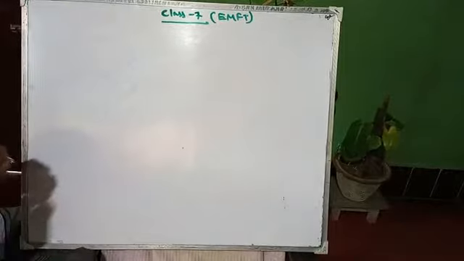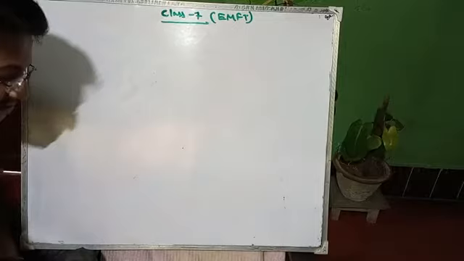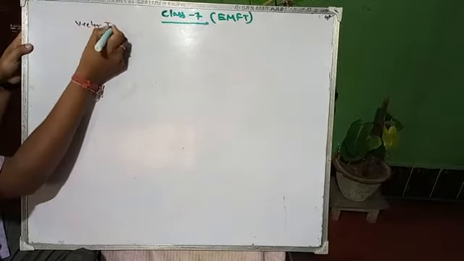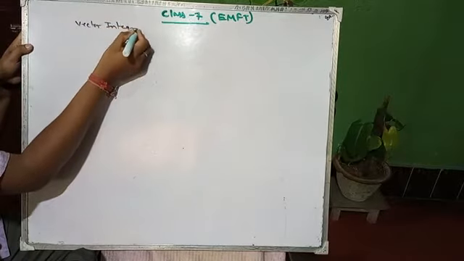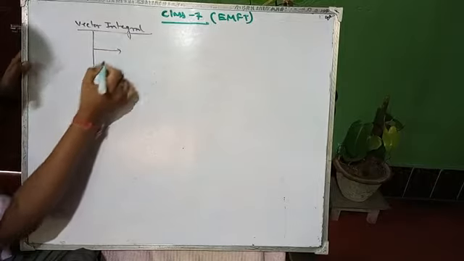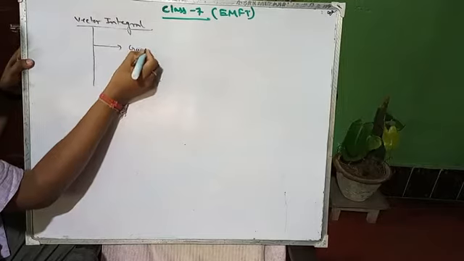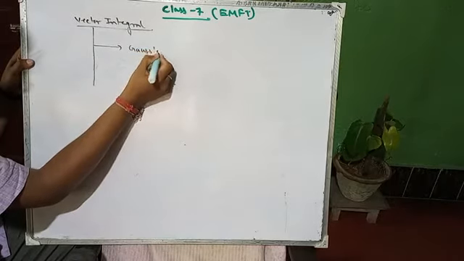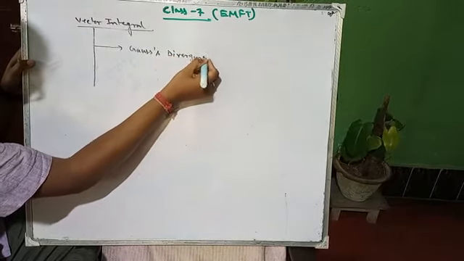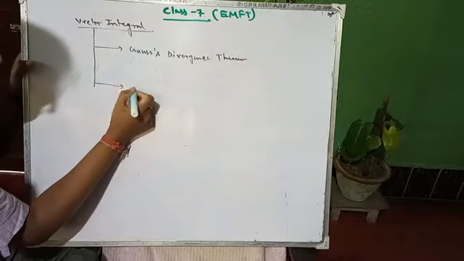Okay. So today I will start the vector integral. So write vector integral. Our topic is vector integral. This vector integral consists of two theorems. First one is the divergence theorem or Gauss's divergence theorem, and the second one is Stokes' theorem.